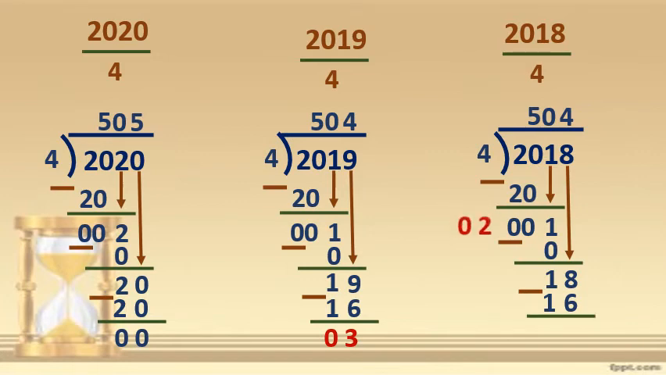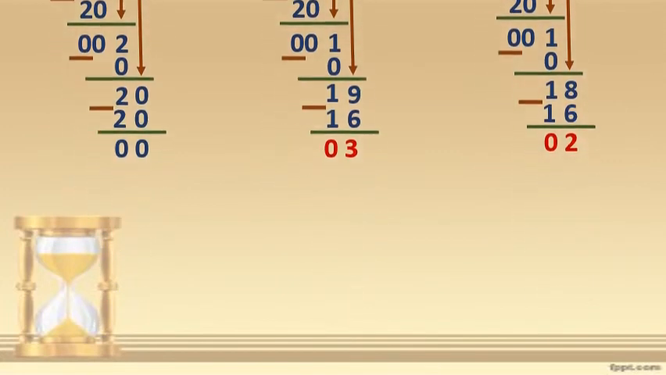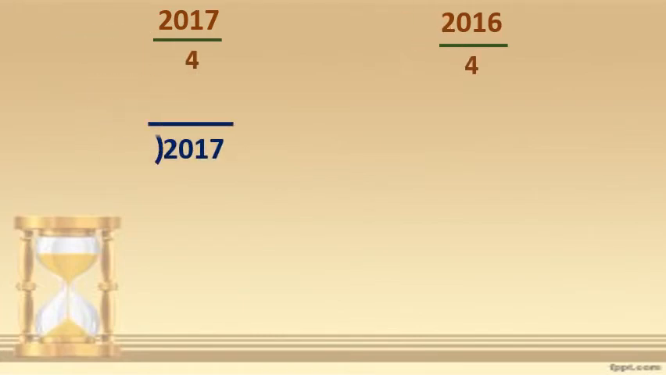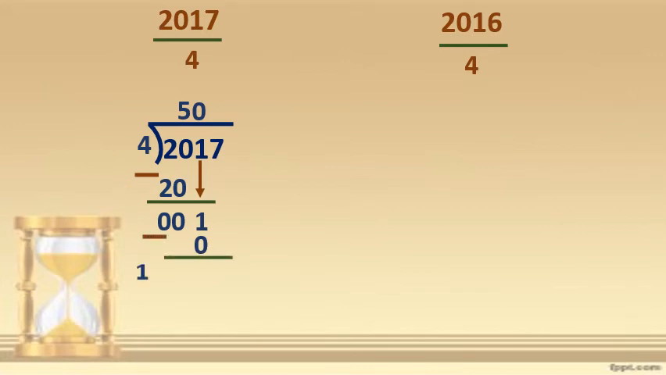Okay. Now we will move on to 2017 and 2016 also. 2017 and 2016 we will divide again by 4. Now we will carry out the division of 2017 divided by 4. 4 5s are 20. We will take down 1. Not going, 0 we will take.